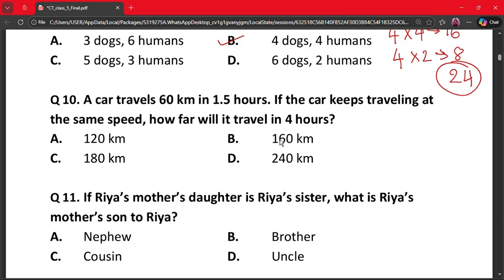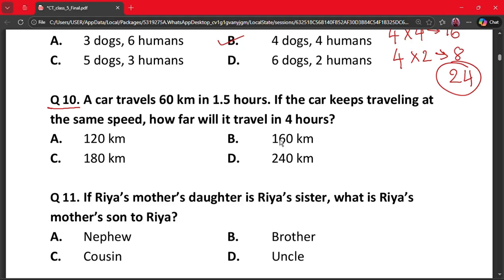Our next question is question number 10. A car travels 60 km in 1.5 hours. If the car keeps traveling at the same speed, how far will it travel in 4 hours? A, 120 km, B, 160 km, C, 180 km, and D, 240 kilometers.